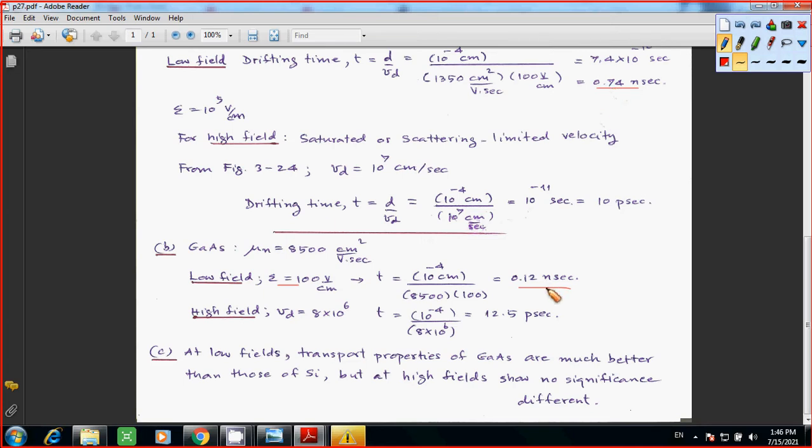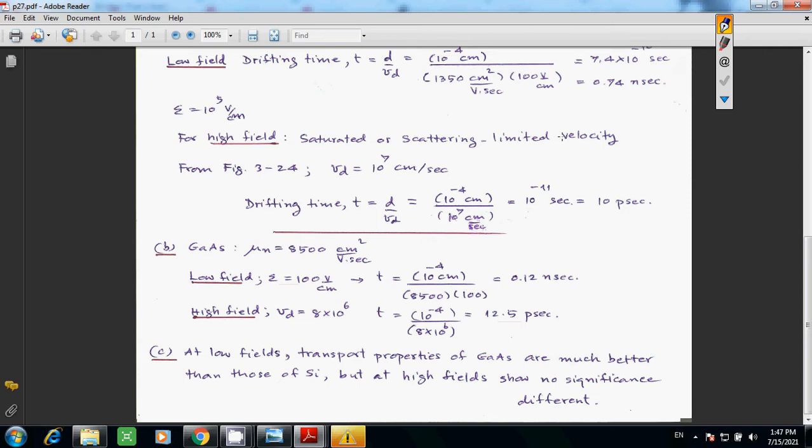So in this case you can see the difference, because this one is in the unit of nanosecond. For the high field, or electric field equal to 10 to the 5th, your Vd actually becomes the saturated velocity, that's 10 to the 6th, and that gives you a drifting time of 12.5 picosecond. And for silicon, you have 10 picoseconds. That's not much different for the high field, but for the low field you can see there is a significant difference between the drifting time of silicon and gallium arsenide, right?